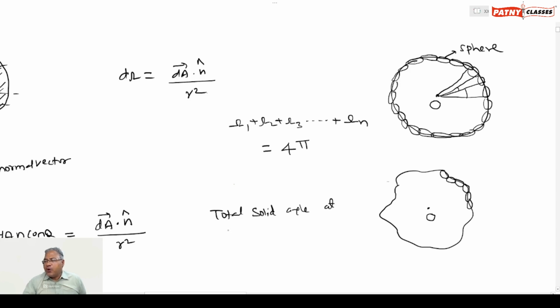at point O, subtended at the point O due to the entire closed body, is again equal to 4 pi. That means the body is not necessarily a spherical body. This body can be any shape. Even then, the solid angle due to the entire body is always equal to 4 pi.